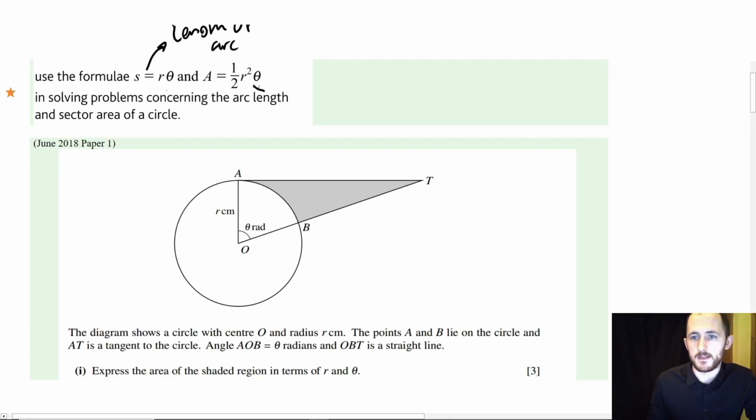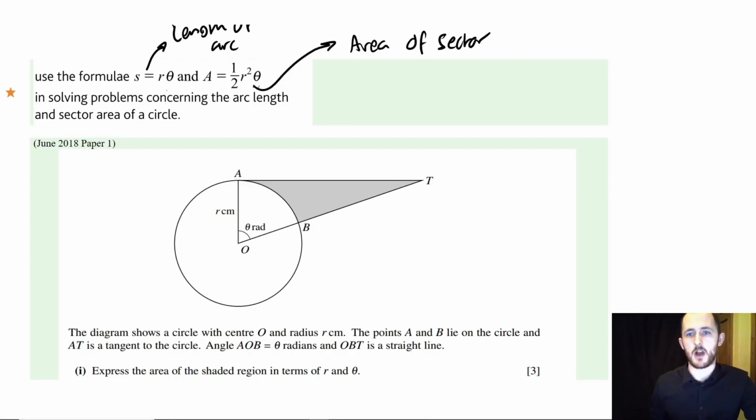And what this one is, it's the area of a sector. Now, again, you may remember slightly different formulas for the length of an arc. So what you might be remembering is you take theta over 360 and then times it by 2 pi r, right?